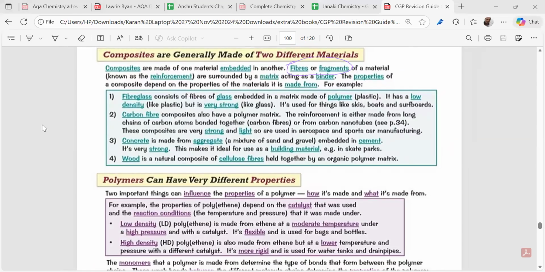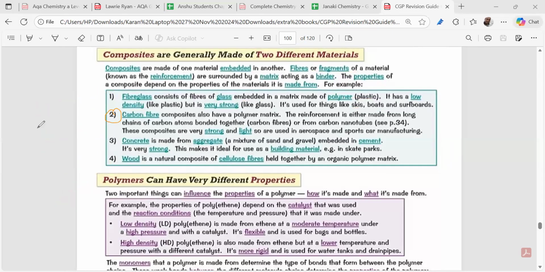It gives reinforcement. Why are the fibers added? It gives reinforcement. What are the examples? We have fiberglass. In fiberglass, we have glass fibers embedded in a polymer gel. We take the polymer gel and add glass fibers to reinforce it. So it is used in what? Skis, boats, surfboards.